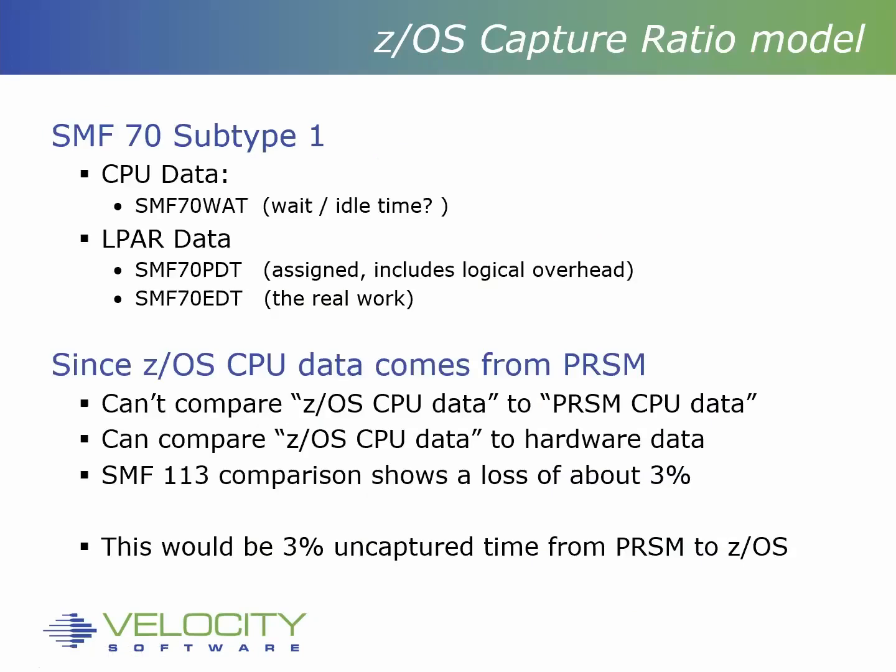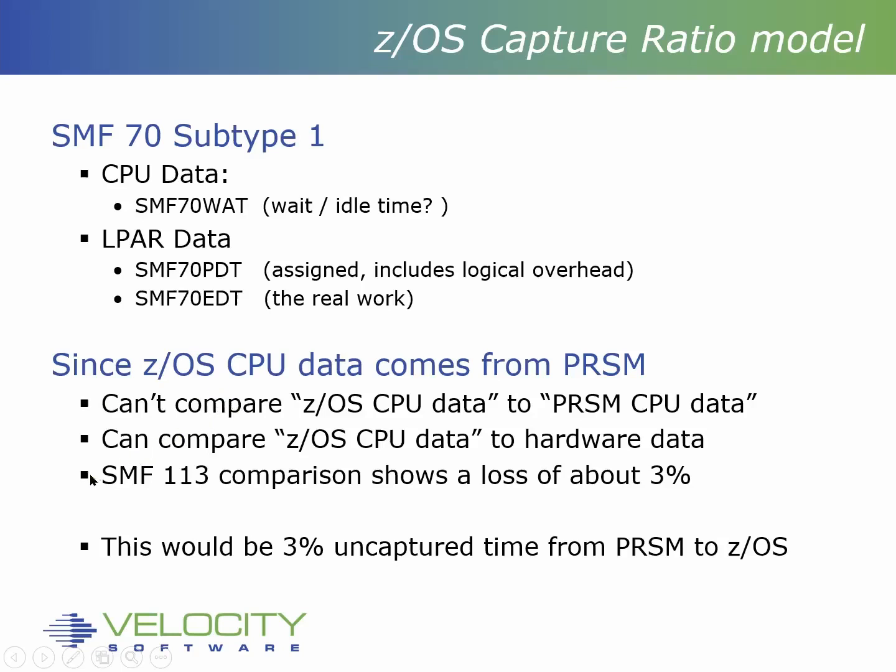Right. So looking at the 70, there's a weight field, and traditionally, if you have dedicated processors, that adds some value. I can't see any value in that anymore. So you really have to look at the LPAR data, and there's basically the PDT, which is the assigned, and the EDT, which is the real work. Same as we get in VM. So the delta between these two is the logical overhead. You can't really compare the zOS data to the Prism data.